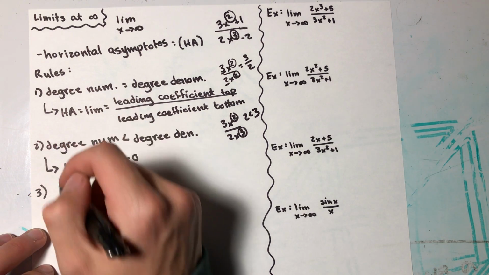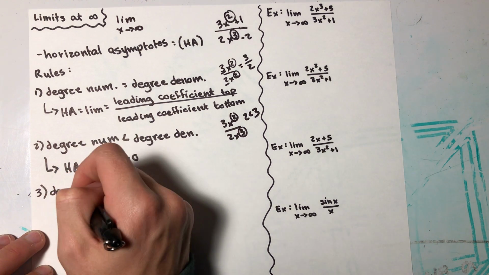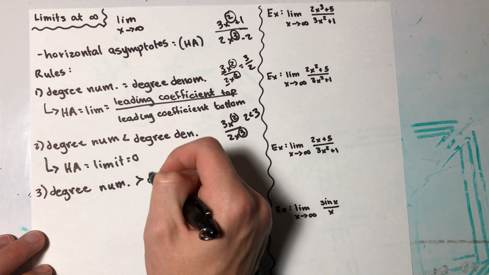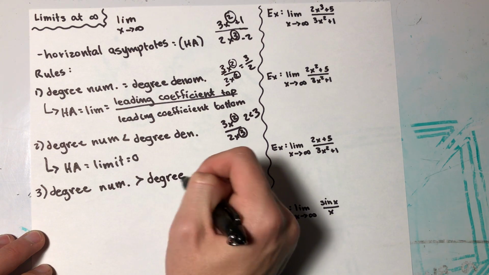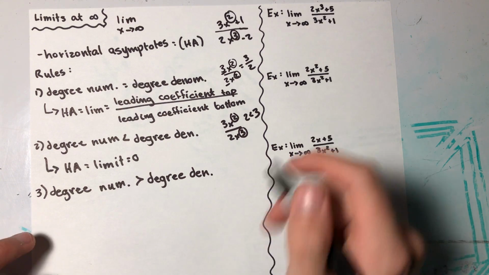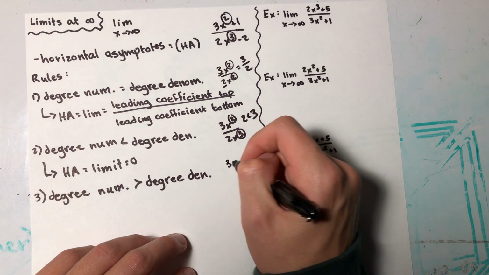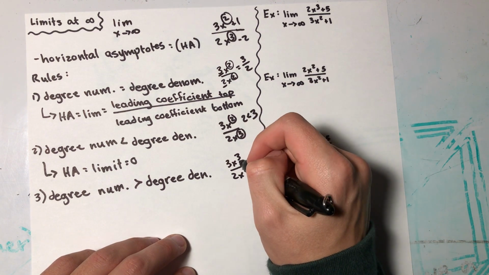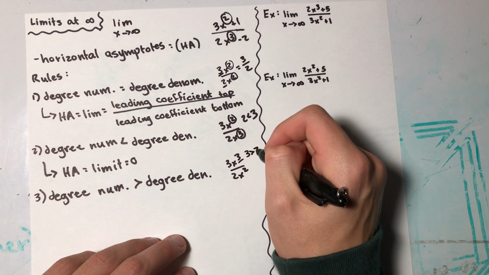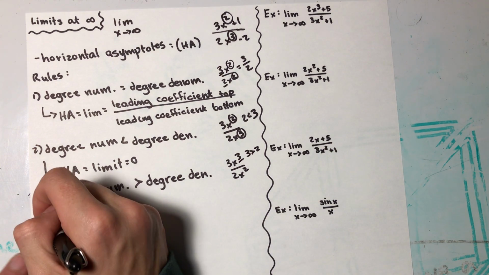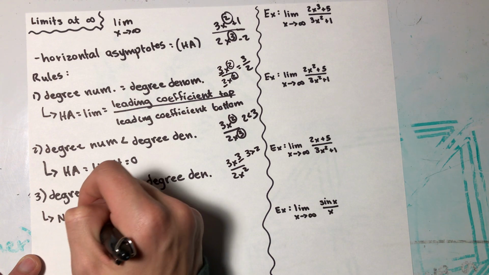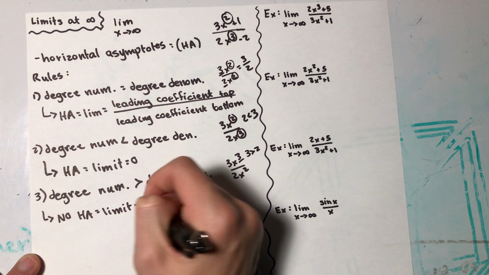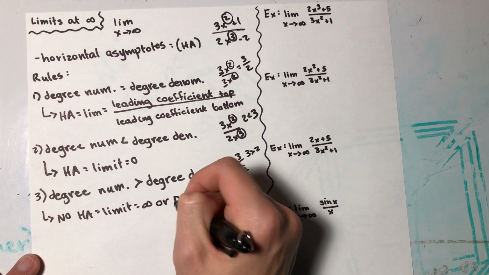And then the third rule, as you can probably infer, is if the degree numerator is greater than degree denominator. Just a quick example of this, let's say we have 3x cubed over 2x squared. As can easily be told, 3 is greater than 2, so we should use this rule. In this case, there is no horizontal asymptote, and thus the limit equals infinity or just does not exist.